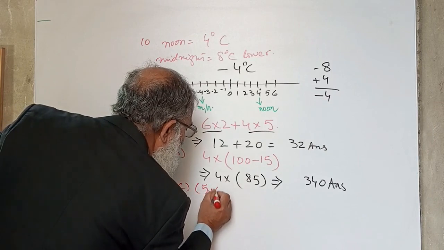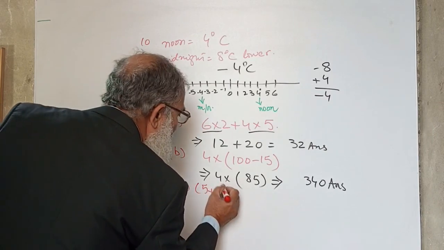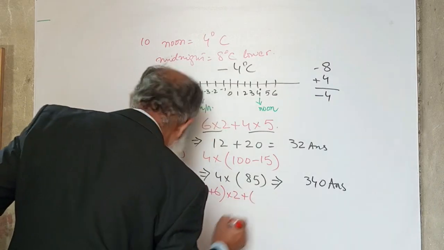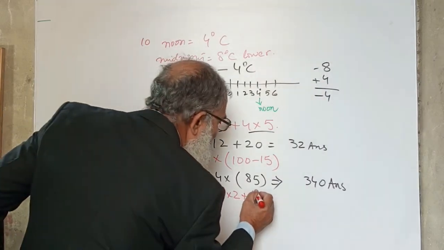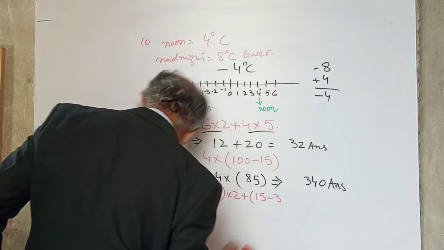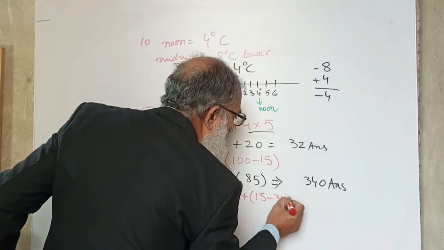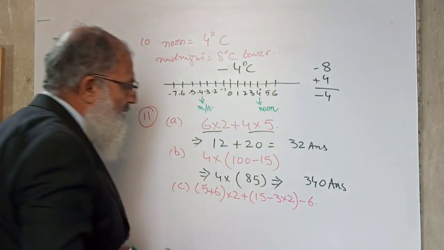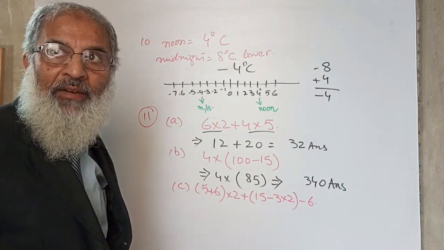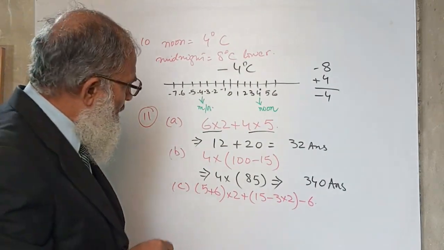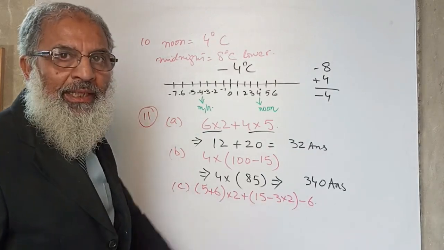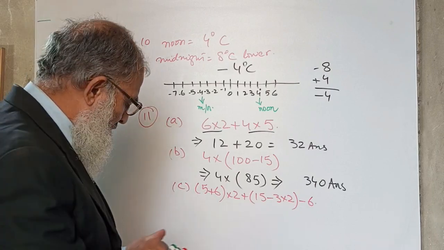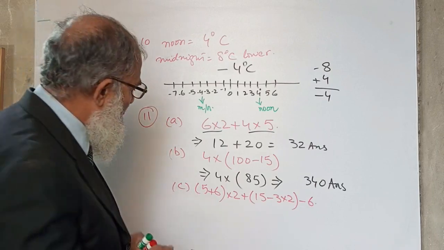Part C. Again very simple. 5 plus 6 multiplied by 2 plus, bracket, 15 minus 3 multiplied by 2, bracket close, and minus 6. It is again very simple, but we have to use the BODMAS rule. Now there are two brackets, and of the two brackets one is simple and one is a little complex.